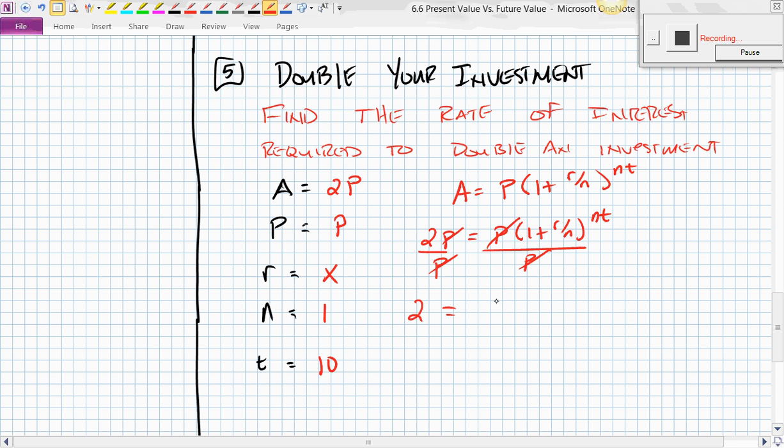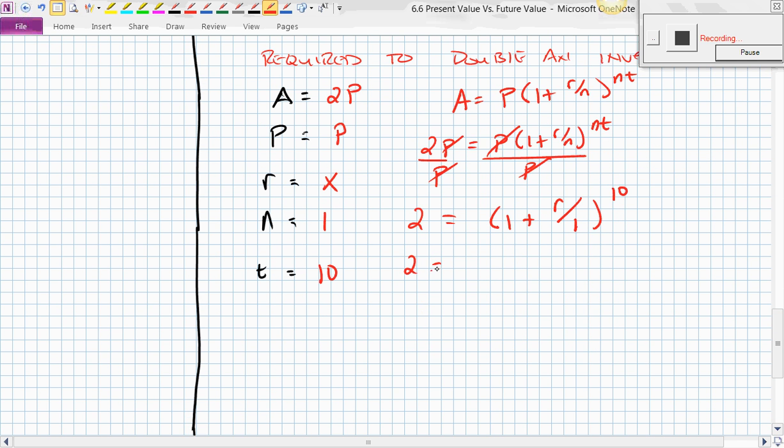So 2 is going to be 1 plus R over N, in this case N is 1, to the NT, that's just going to be 10. So we have 2 is equal to 1 plus R raised to the 10th power. N times T, 1 times 10 is 10. You guys with me so far?